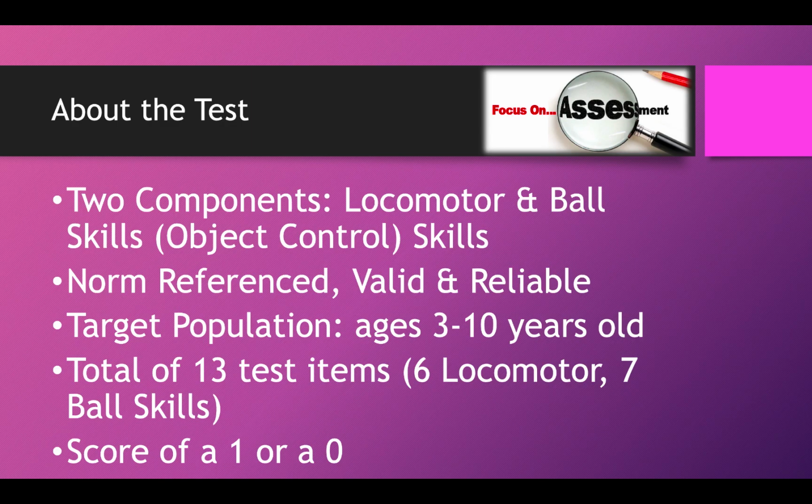It is a norm-referenced assessment, which means that the participants are going to be compared to a normal sample of participants based upon their gender and also their age. And it is a valid and reliable assessment tool. The test population is between the ages of 3 and 10 years, 11 months that you could utilize this assessment test on. There is a total of 13 items, 6 locomotor, 7 ball skills, and the scoring is either 1 or 0.